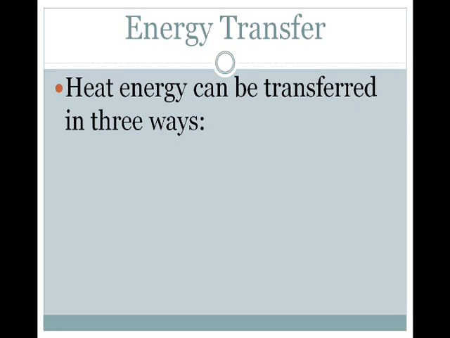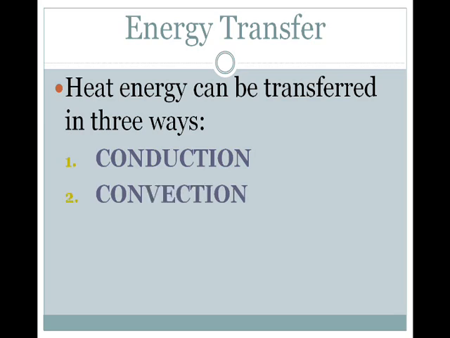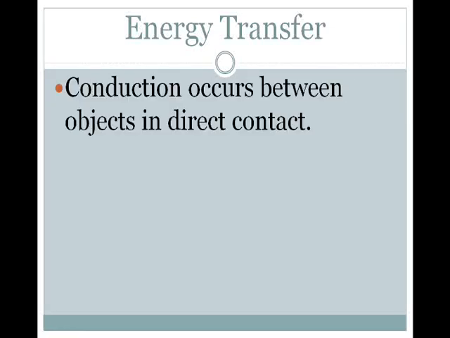Now, there are three ways that heat energy can be transferred. The first one is conduction. The second one is convection. The third one is radiation. And we're going to talk about all three of these more in depth. Conduction occurs between objects in direct contact. That means they're touching one another.